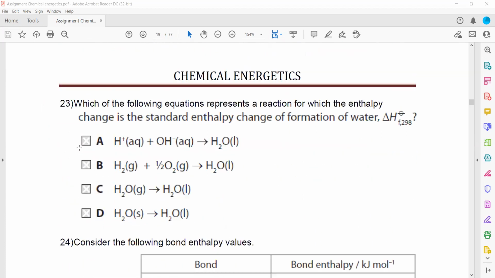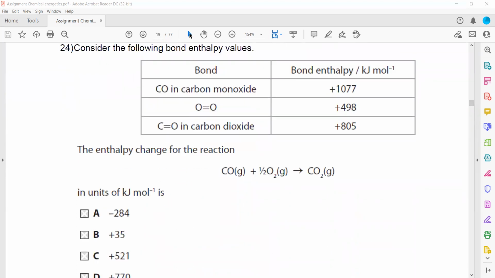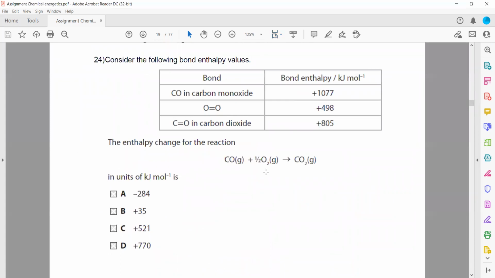Next is question 24. Consider the following bond enthalpies. The enthalpy change of a reaction. So enthalpy change is basically bond breaking minus bond forming. When some of the bonds break, some of the bonds form. When we take bond breaking minus bond forming, that is the enthalpy change.